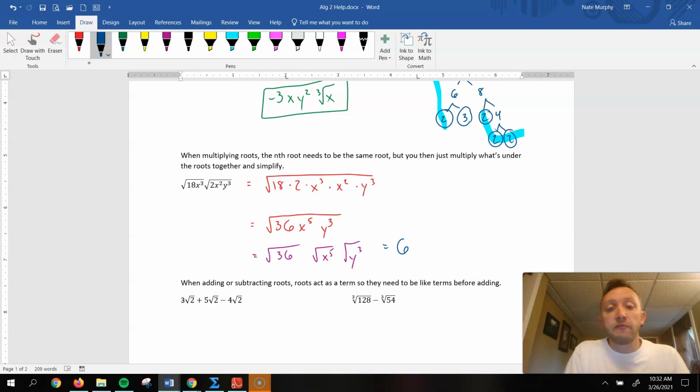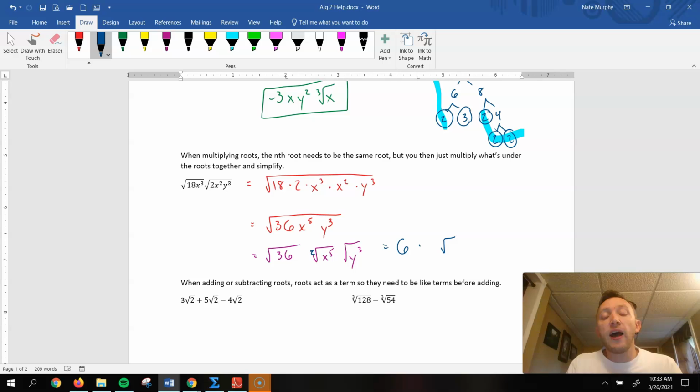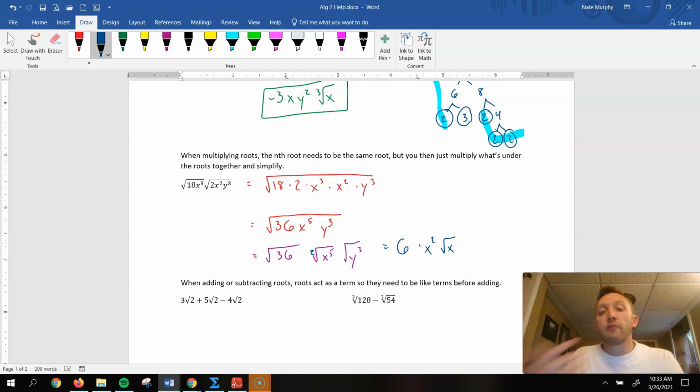The square root of x to the 5th, again, that's a square root, that's an even root. So 2 goes into 5 2 times, and so you would have x squared, and then you'd have 1 remaining, because 2 goes into 5 twice with the remainder of 1. So we'd have 1 remaining under the radical. And with the square root of y cubed, again, that's a square root. And so 2 goes into 3 just 1 time with the remainder of 1. So we would have y times the square root of y left over there.